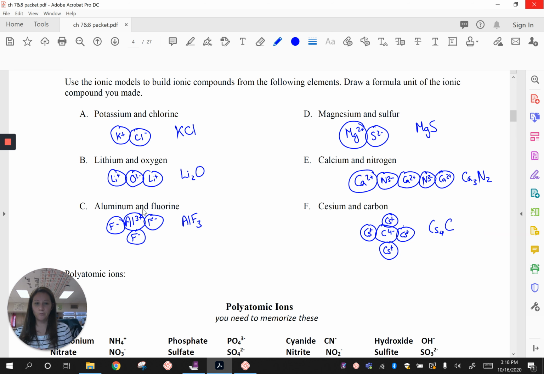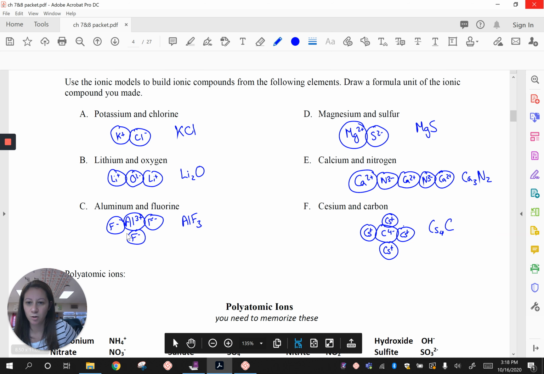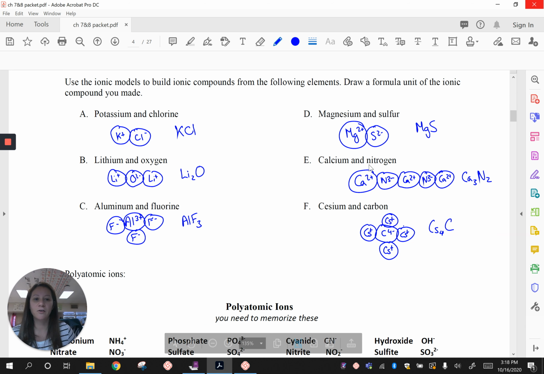All right, so hopefully you're back and you did these. Here are the answers. So this one you would need 1 of the aluminum ions and 3 fluoride ions, so AlF3. For this one you need just 1 of each because it's +2 and -2, so MgS. For this one you'd need 3 calciums and 2 nitrides, so Ca3N2. And for this one you need 4 of the cesium ions and 1 of the carbide ions, and so Cs4C.